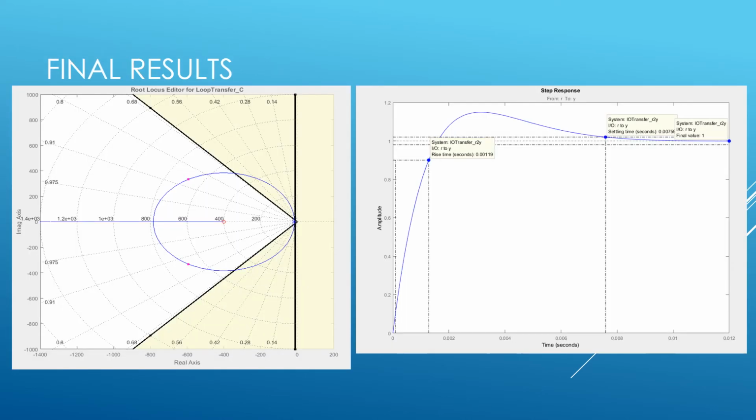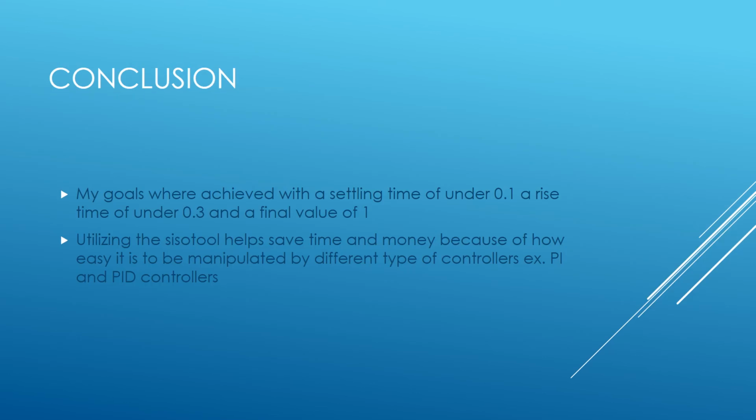In my final results, after plotting my results in MATLAB, I ended up with a rise time of 0.00119, a settling time of 0.0075, and a final value of 1. All of these values meet or beat my goals of rise time, settling time, final value, and percent overshoot.